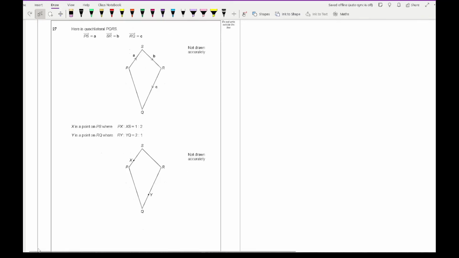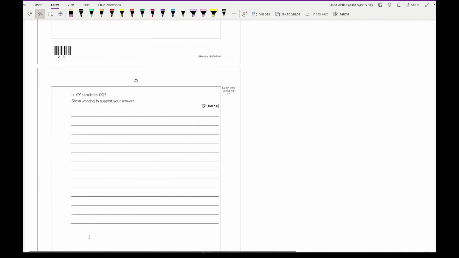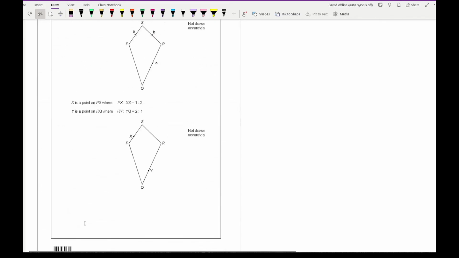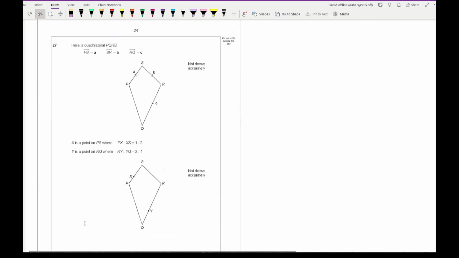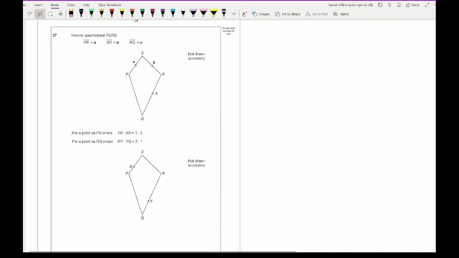And what the question is asking us, which is on the other page, is whether XY is parallel to PQ. Now, first things first, let's work out what some of these vectors are going to be and how we actually go about writing these. Now, in terms of the diagram, using this information, from P to S, which is this line here, needs to split up into 3 parts. So the first part is going to be a third, so this equals 3 parts.